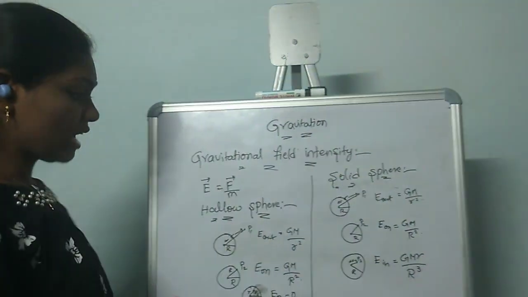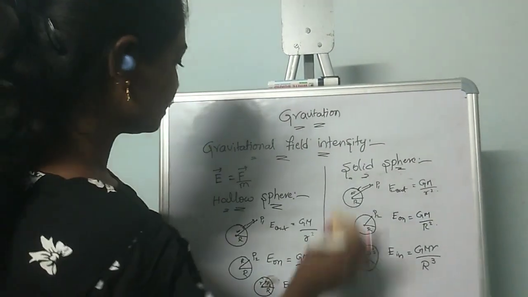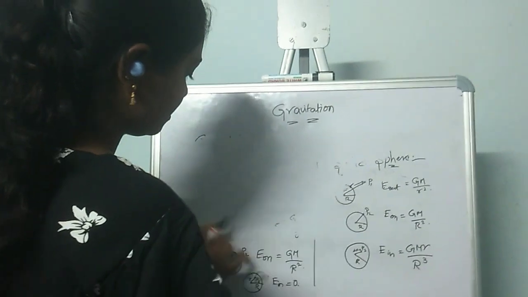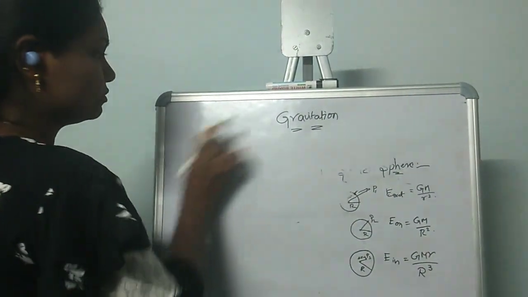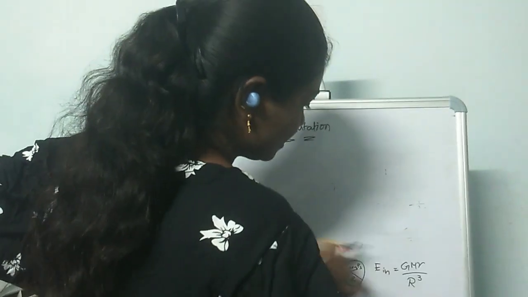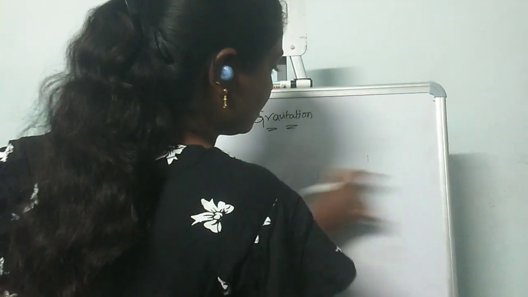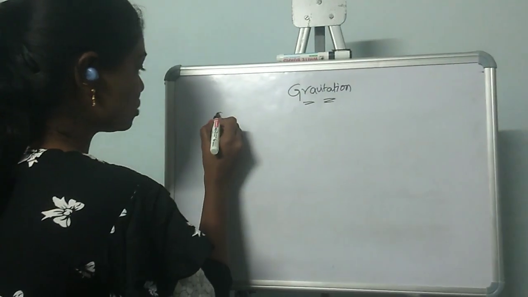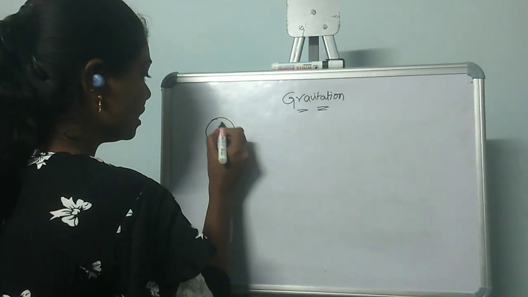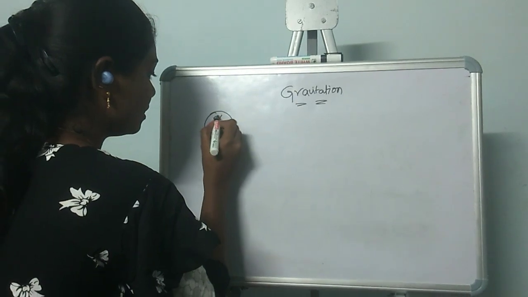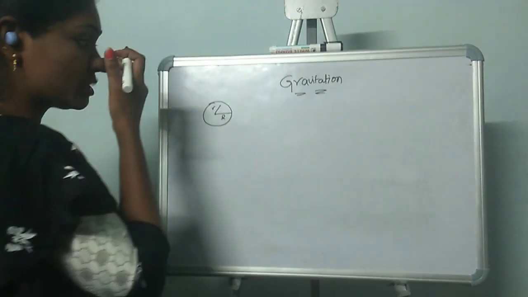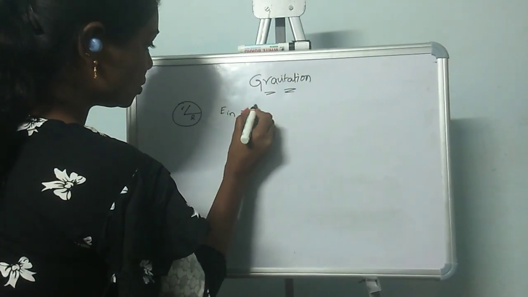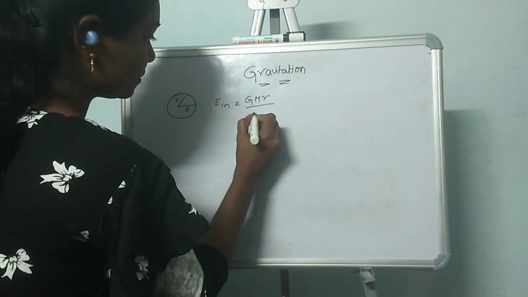So we derive E inside for a solid sphere. We take a solid sphere of radius capital R with a point at distance r inside. E inside for the solid sphere is GM r by R cube.